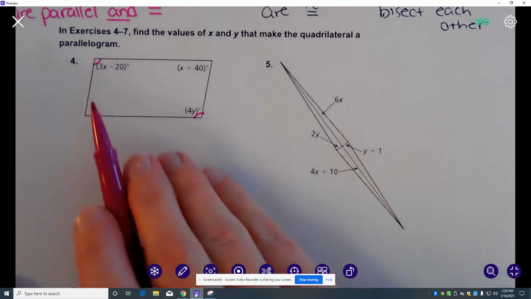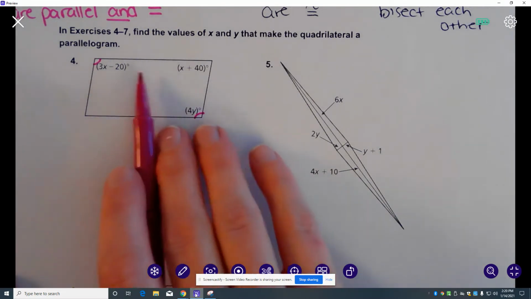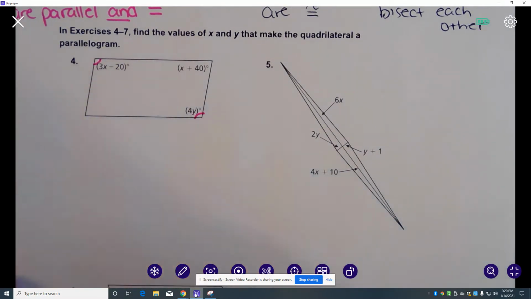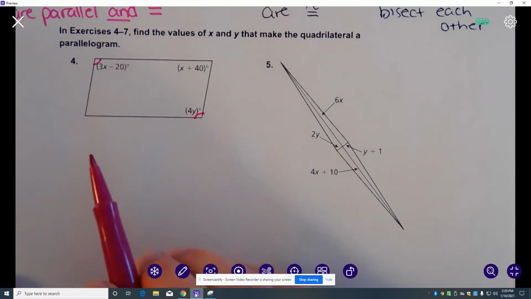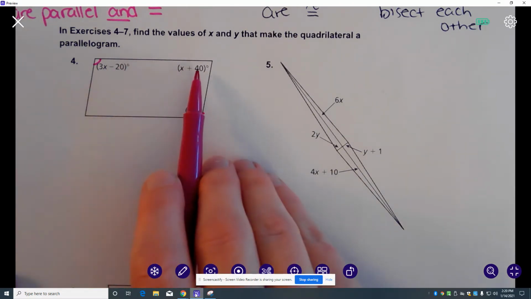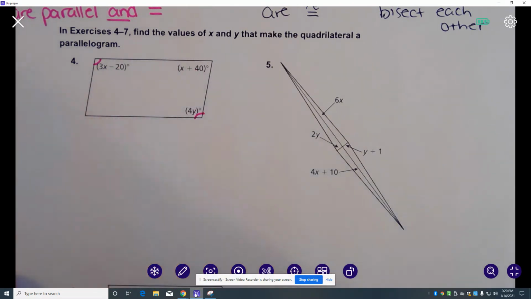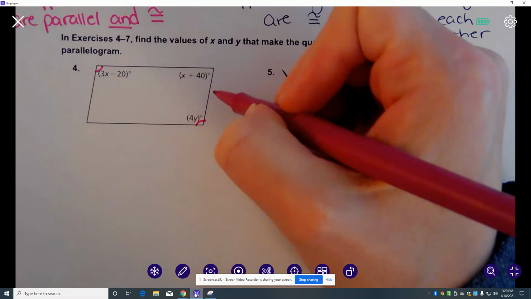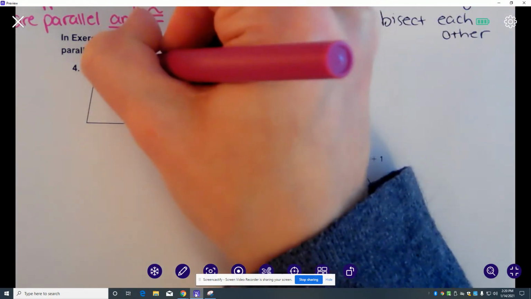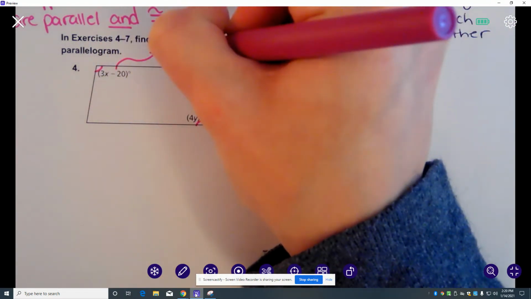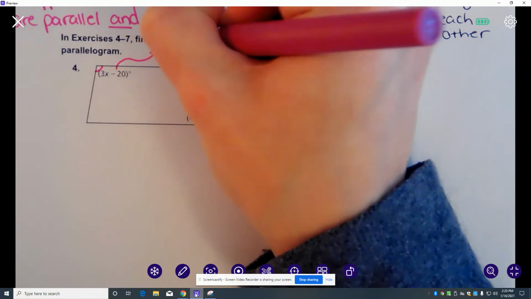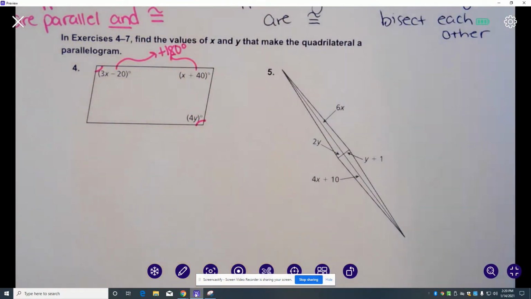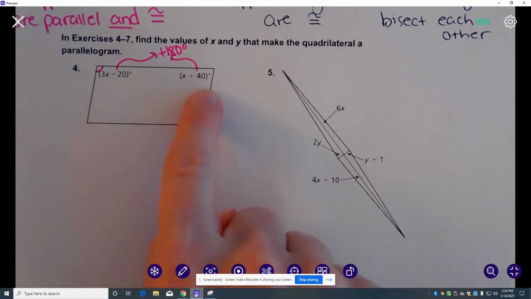So first I want to think about how I relate these two angles that both have an x in them. These two angles are adjacent. They're next to each other. One thing we learned about parallelograms is that adjacent angles are not necessarily congruent, but they are supplementary. So I know they have to add up to 180 degrees. This allows me to set up an equation.